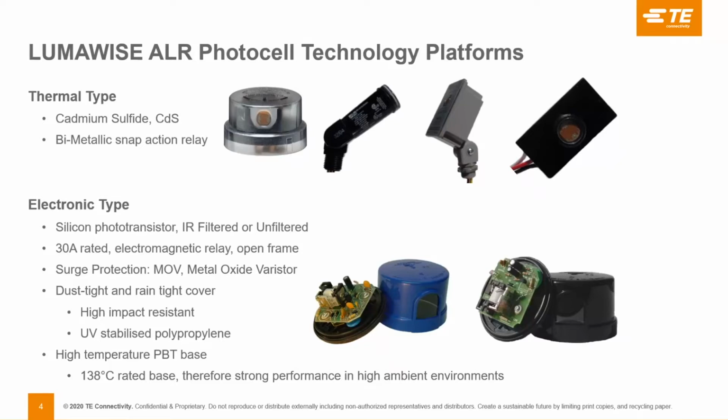The thermal type consists of a cadmium sulfide light sensor and a bimetallic snap action relay. The electronic type consists of a silicon phototransistor, which is IR filtered or unfiltered, a 30 amp rated open frame electromagnetic relay, and surge protection using an MOV. It has a dust tight and rain tight cover, which is high impact resistant and is UV stabilized polypropylene. It has a high temperature PBT base, therefore providing strong performance in high ambient environments.